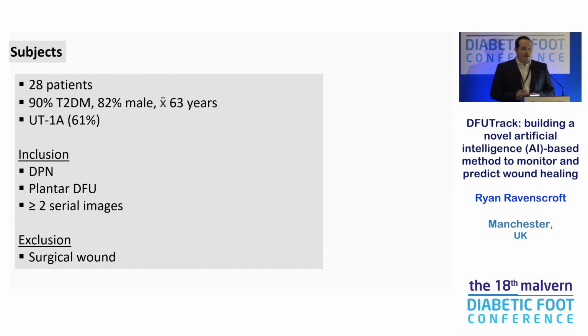We've enrolled 28 patients into the study to date, and we're continuing to collect, who are predominantly male with type 2 diabetes and a mean age of 63 years. The most commonly presenting foot wound had a University of Texas classification grade 1A. Some of the wounds are ischemic and some of the wounds are infected.